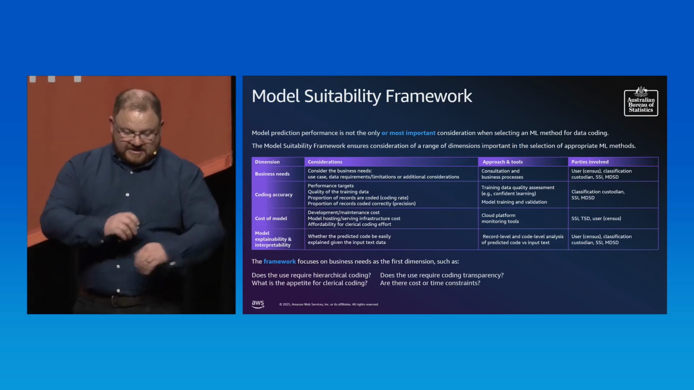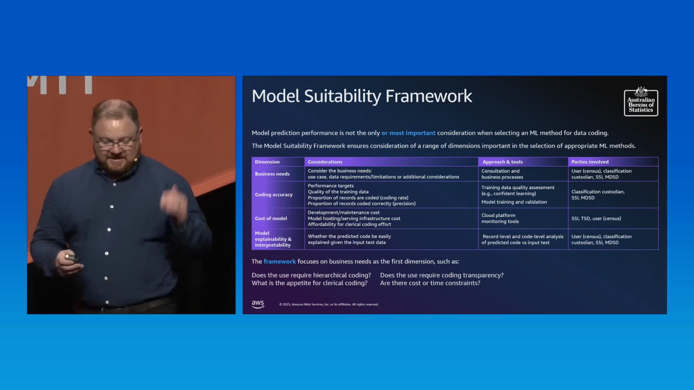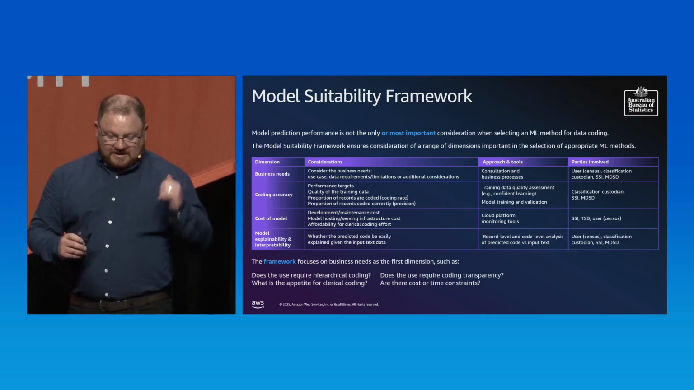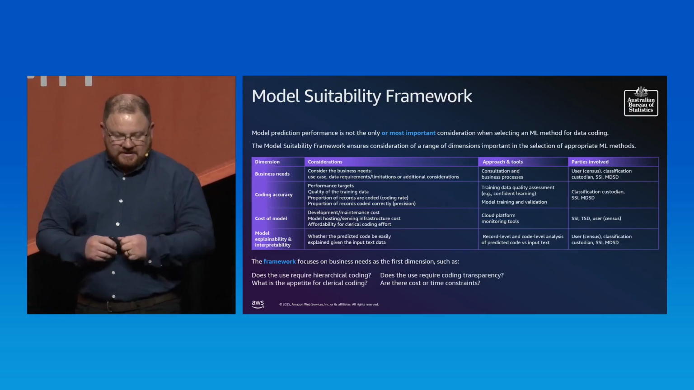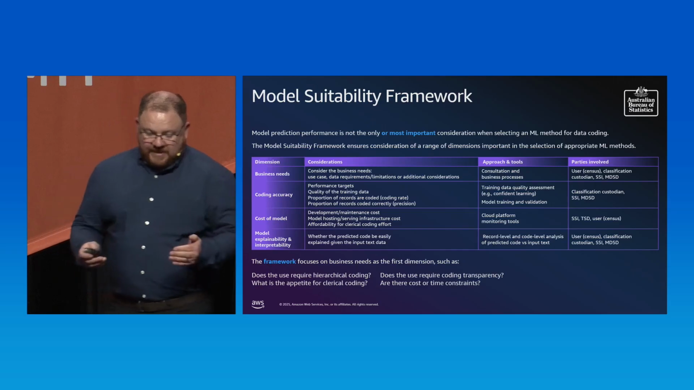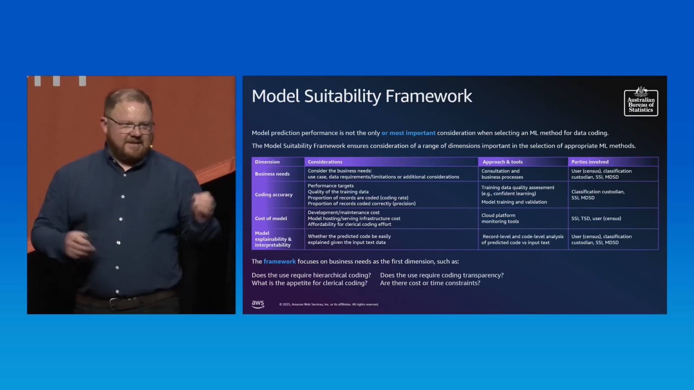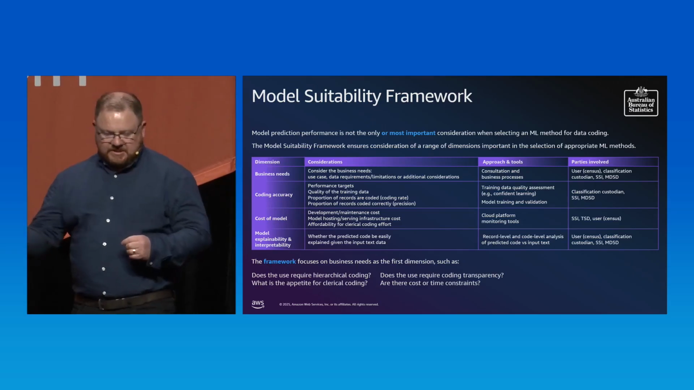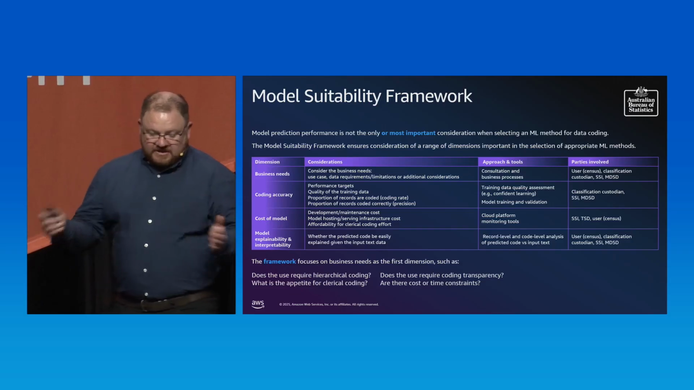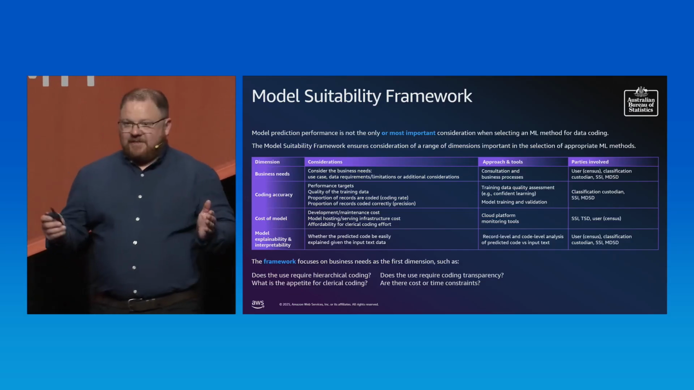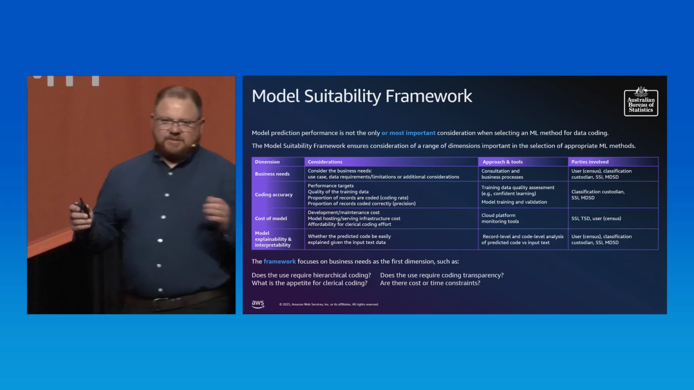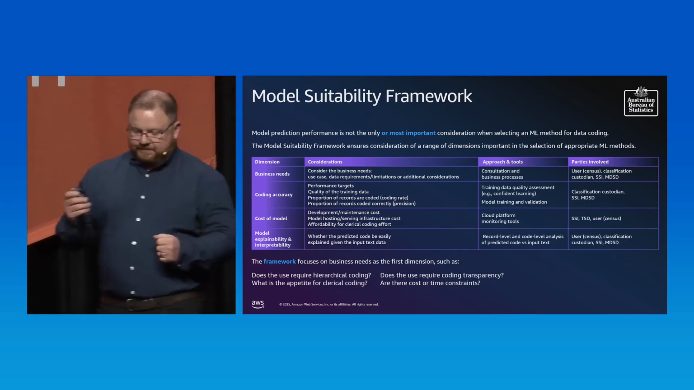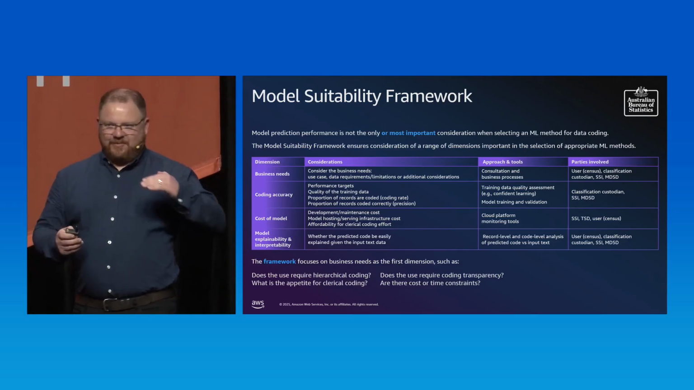There's a range of questions that you should ask yourself when you're in this process. Some of the ones that we asked were, does this require hierarchical coding? Only one of our solutions supports that. Does this require coding transparency? Do we need the ability to unpack and understand why the code has made certain decisions? Are there cost and time constraints? And is there an appetite for clerical coding? Which we know one of the main objectives for Census is to reduce the clerical coding effort and maintain and improve on the data quality.